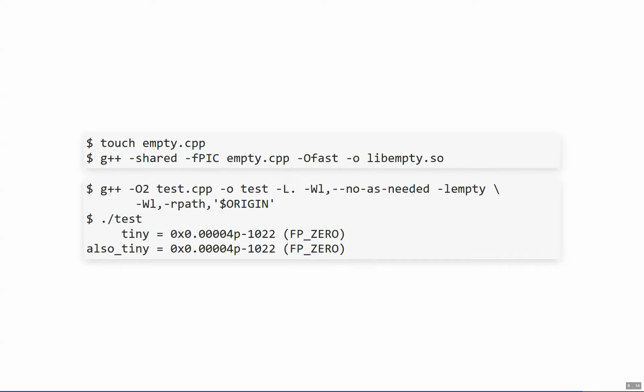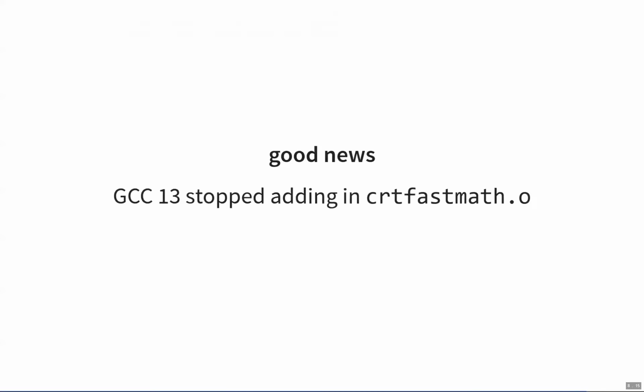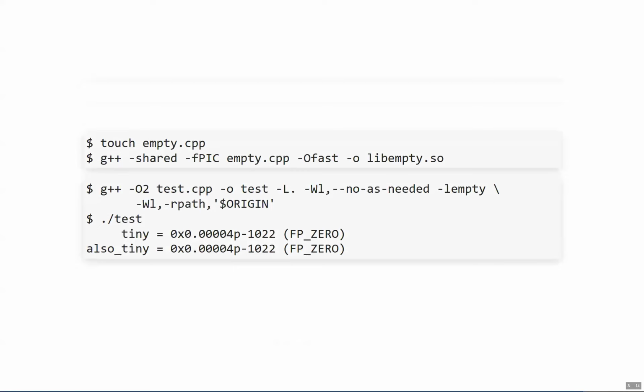Does this happen for all the flags, or is it just the fast math and O fast? If you do fast math or O fast, which implies fast math, this happens. At least unless you are using GCC 13 or newer, which I think is this year. So, you know, for the last 30 years. Can you actually check if the library you're linking against was compiled with these flags? You can do it indirectly. You can load it into some process and then check what happens here.